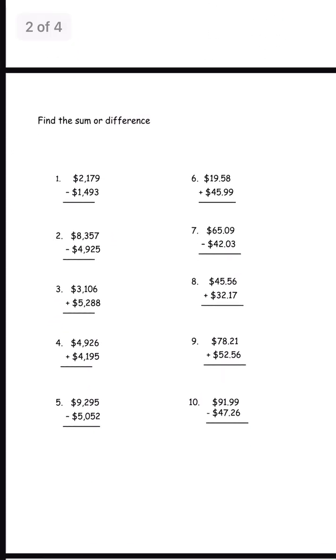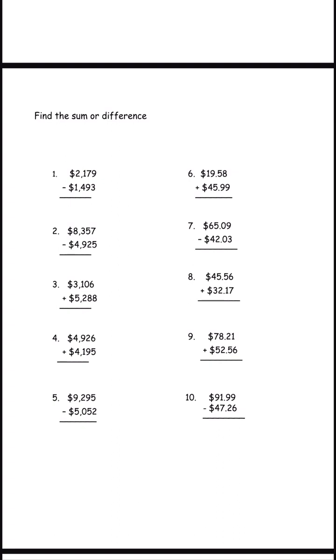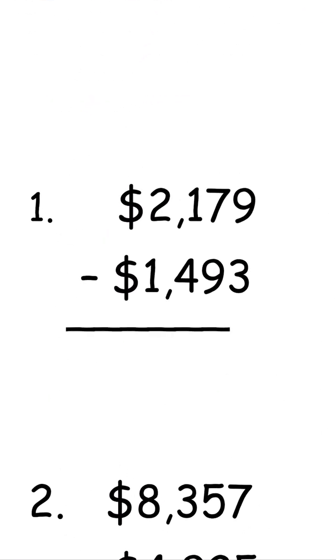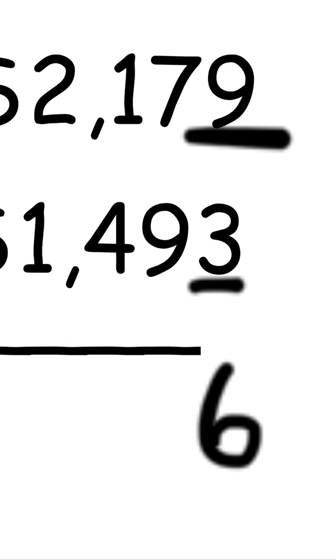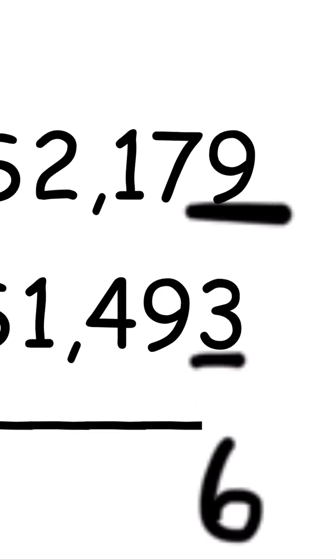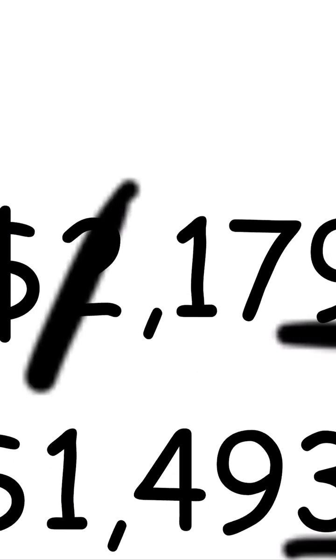So for this page, we have find the sum or difference. So let's look at number 1. For number 1, we have $2,179 minus $1,493. So 9 minus 3 is 6. And we need to subtract 9 from 7. However, 9 is greater than 7, so we need to borrow.